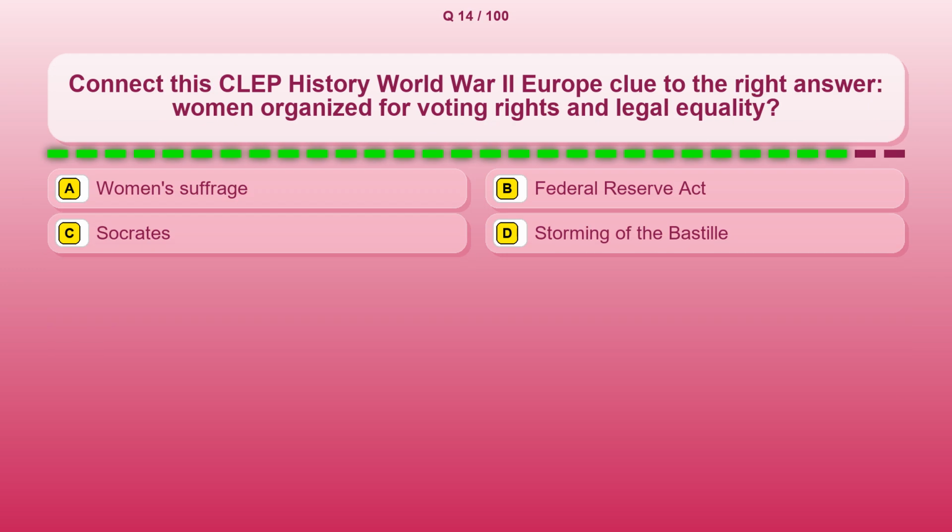Question 14. Connect this CLEP History World War II Europe clue to the right answer. Women organized for voting rights and legal equality? Option A, women's suffrage. Option B, Federal Reserve Act. Option C, Socrates. Option D, storming of the Bastille.